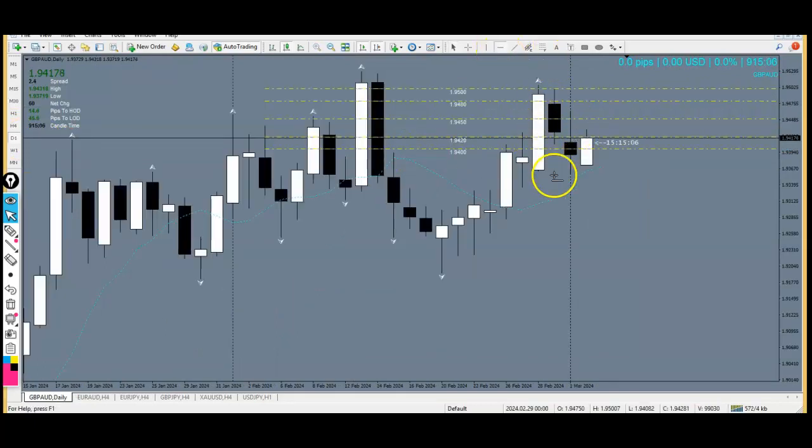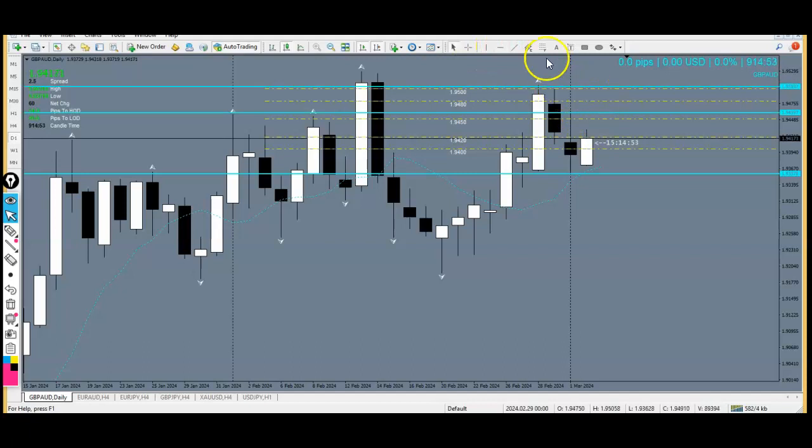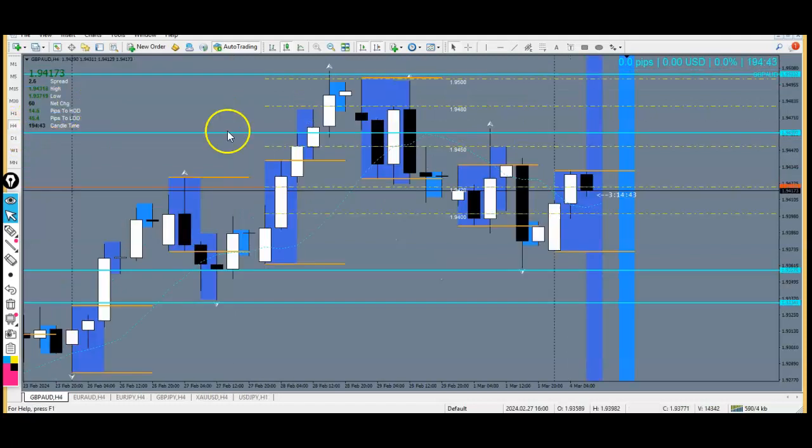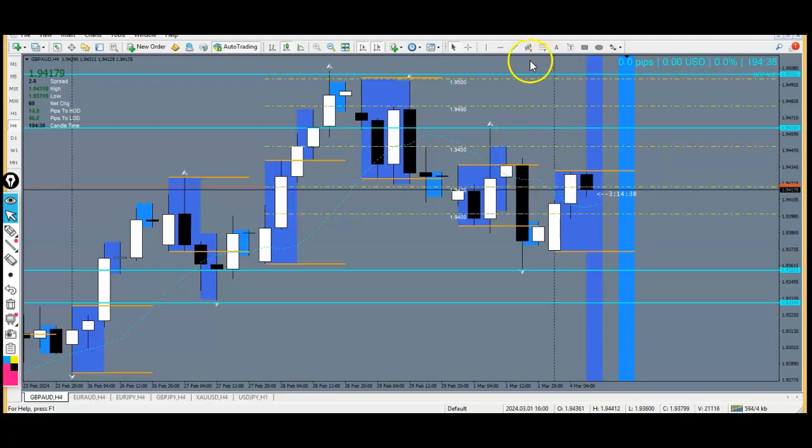Okay, so let's mark possible levels of reversal. So we have a low here. In fact, even the high here, we can mark that as well. We can mark this high here, the highs there. Let's mark this low here. Okay, so let's go to the 4 hours, so we can adjust this to this level here. Yeah, we can possibly get a level here. So if we get a break, we can get a continuation.